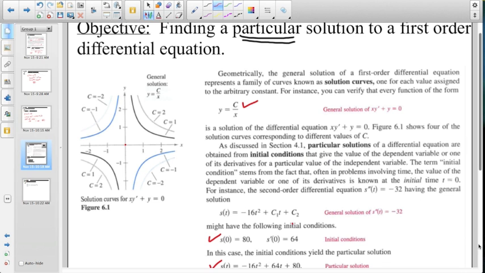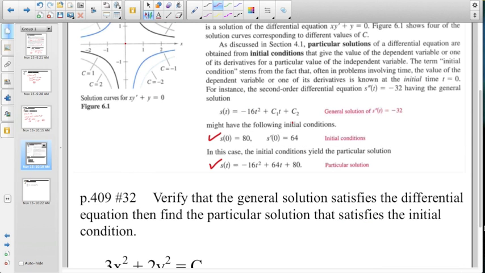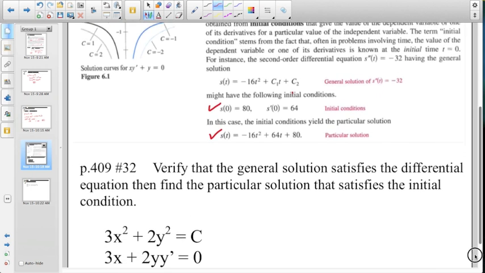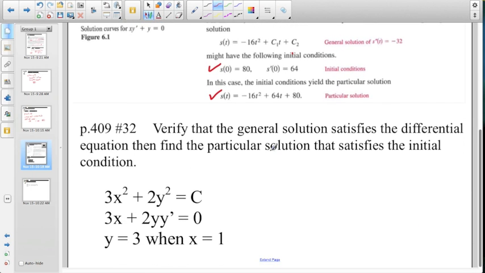So to set up that particular solution, we'll use this example of here's an equation, a general solution, and here's a differential expression. And it says we're going to verify that the general solution satisfies a differential equation, and then find the particular solution that satisfies the initial conditions. And these are the initial conditions right here.